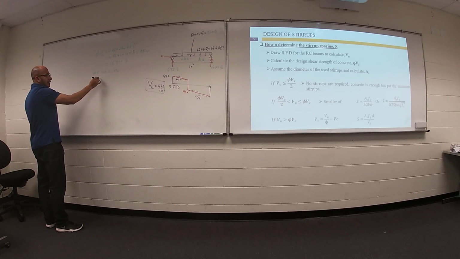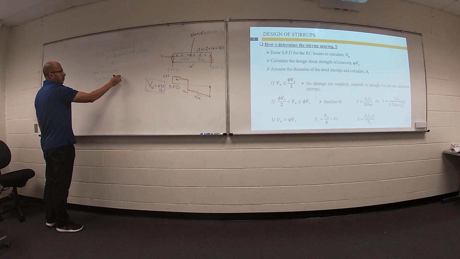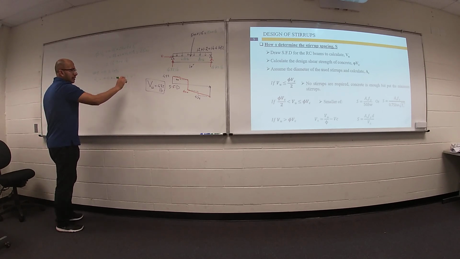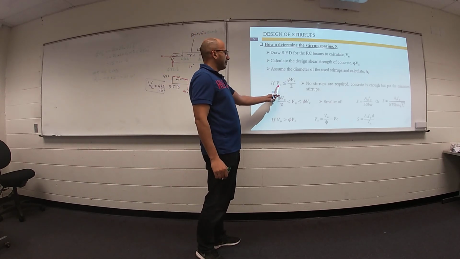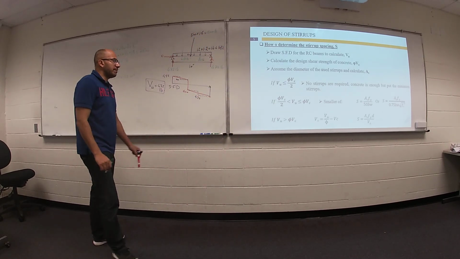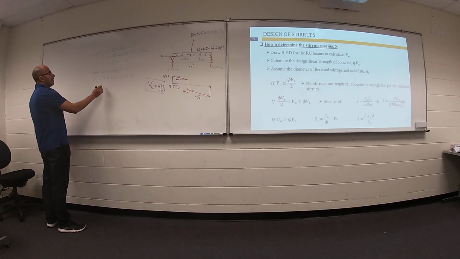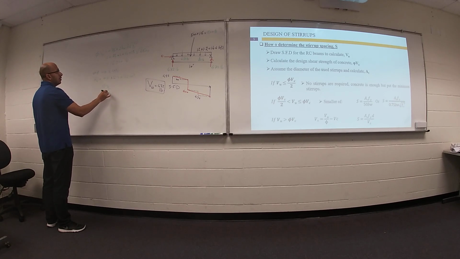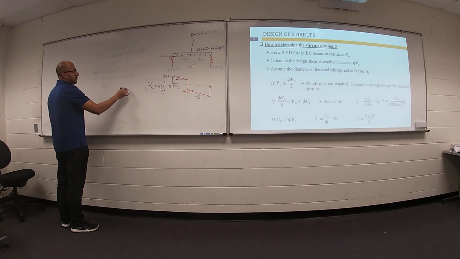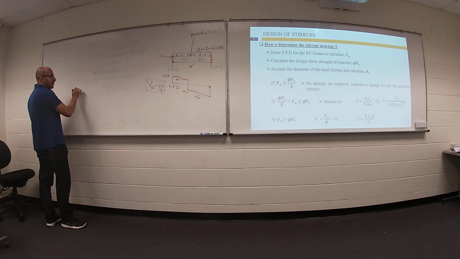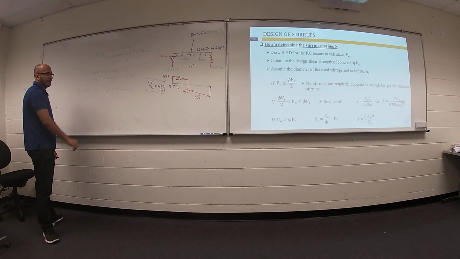So area V will be number 3.11, 2 legs, so 0.22 inches square. That's fine. And check the relationship between V ultimate and phi VC divide 2. Phi VC divide 2 equals 9,450 pound. And your V ultimate equals 472, which is smaller.